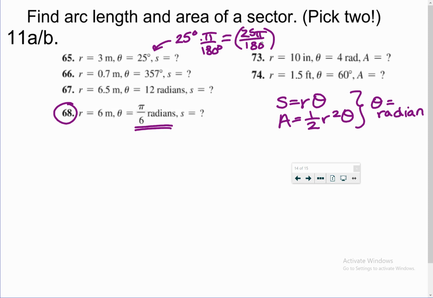You always have to convert that to radian. It has to be a radian for this version of the formula. There are other versions of the formula that account for a degree, but our book doesn't use those, so you just have to remember it's got to be a radian before I plug anything in.